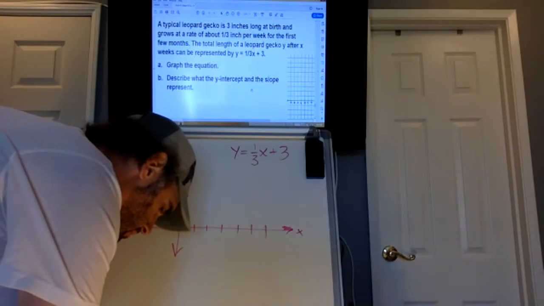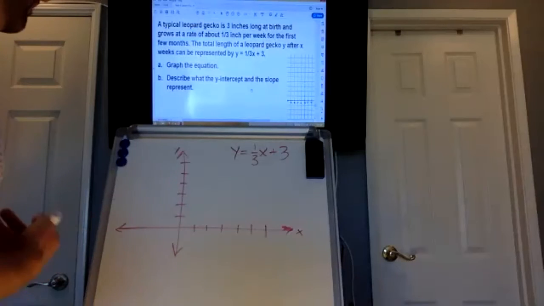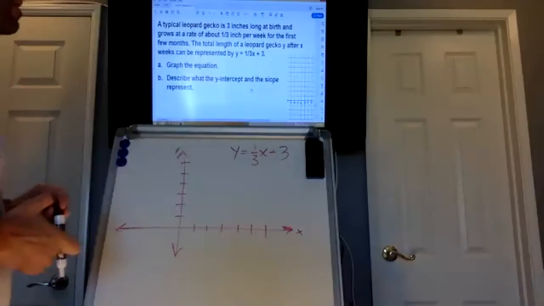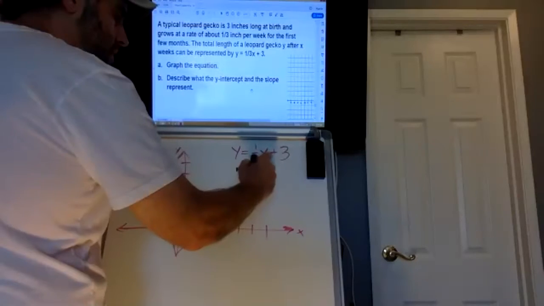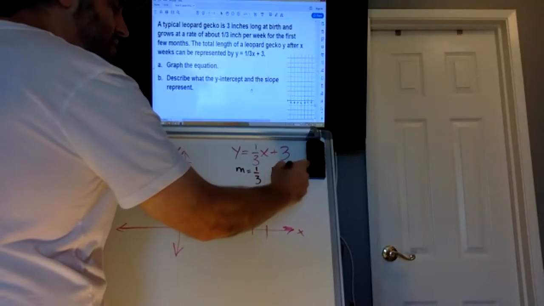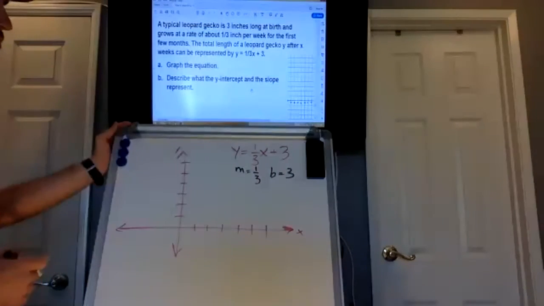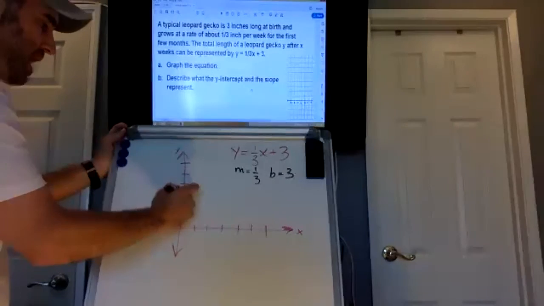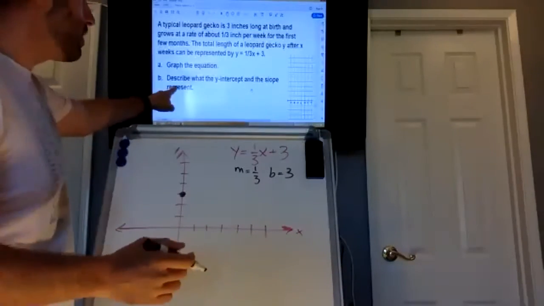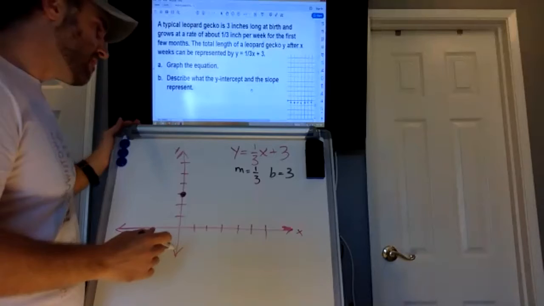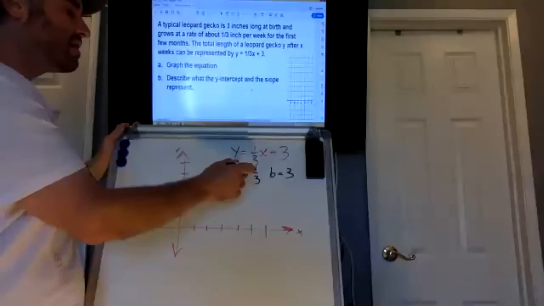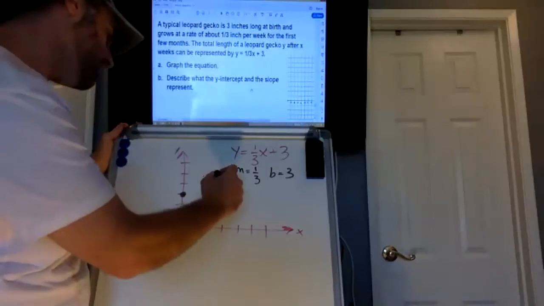Here we go. Starting point. So my slope is 1/3. Y-intercept is 3. My y-intercept is 3. That means that's going to help me understand what these things mean. We already talked about it. And then from there, my delta y is 1 for every x of 3.